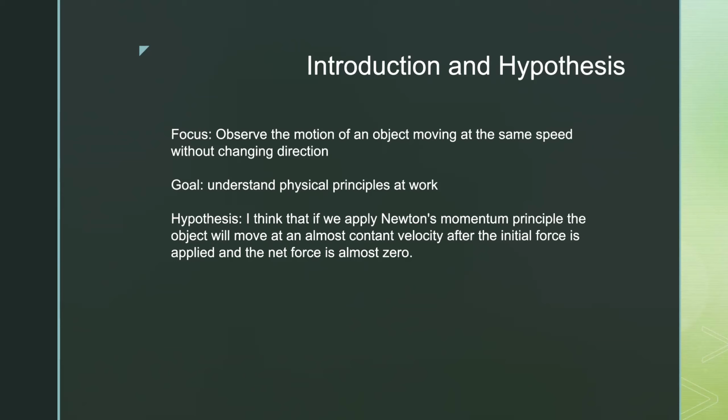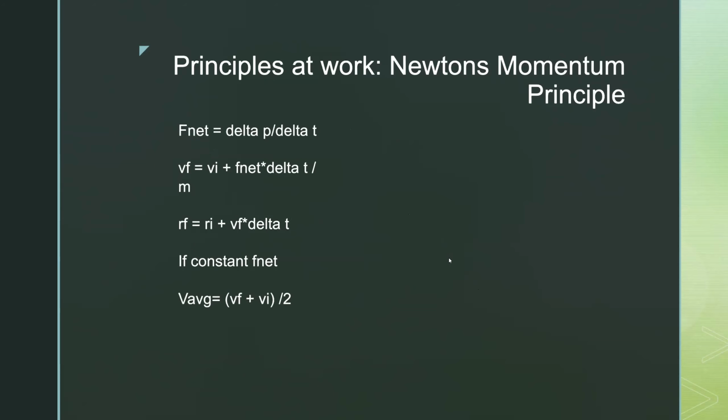Now, I think that if we apply Newton's momentum principle to the water bottle, it will move at an almost constant velocity after the initial force is applied. However, it will be an almost constant velocity since the net force is almost zero, due to the fact that the force of friction is what is causing the cylindrical water bottle to actually roll. However, this force is very small due to the fact that there's very little contact with the surface since it is a cylinder.